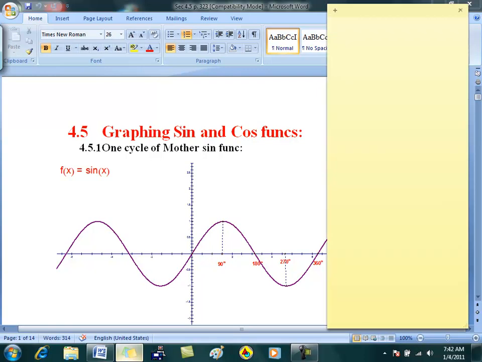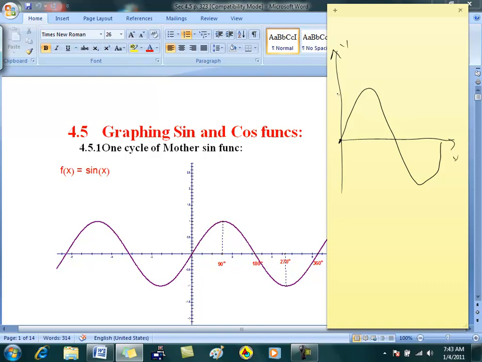So what I want to do first is go over the mother sine function. What you see there is really several cycles of the sine function, but this is what I mean by one cycle of the mother sine function. It starts out at 0, goes to a peak of 1, comes back down, and round up to 0. That's one cycle of the sine function.